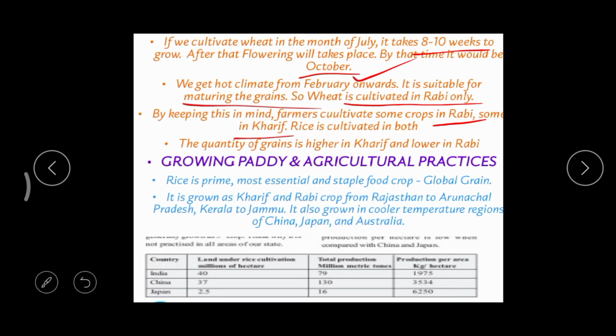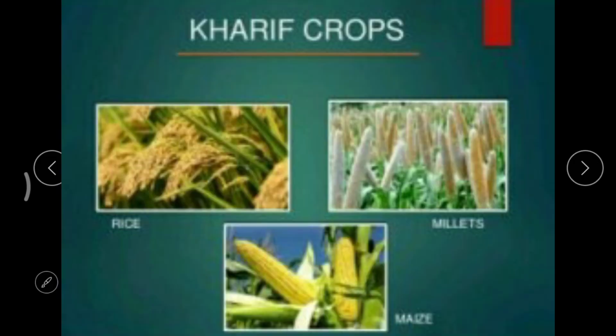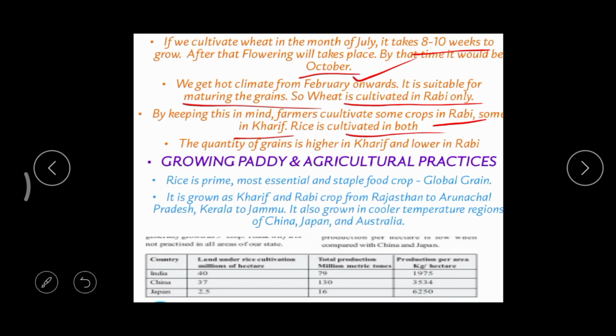Okay. Then, keeping this in mind, farmers cultivate some crops in Rabi and some crops in Kharif. So here, have you seen this picture? Yeah, this is the list of the crops which can be grown in Rabi, and this is in the case of Kharif, right? But you know, rice is cultivated in both seasons. Rice is a very, very important food item, and that's why different varieties of rice are available, some grown in Kharif and some in Rabi. But the quantity of grains is higher in Kharif and lower in Rabi. Correct.